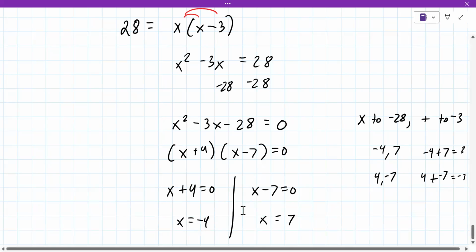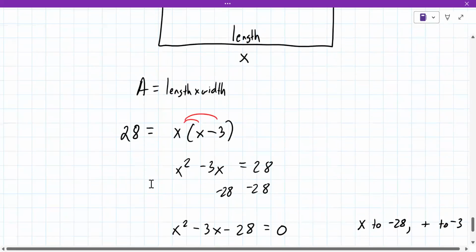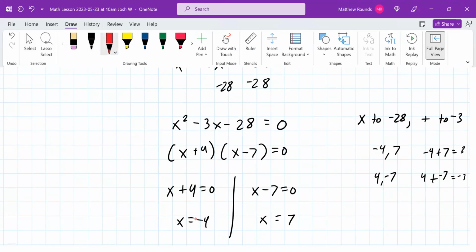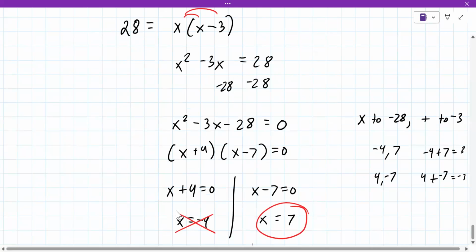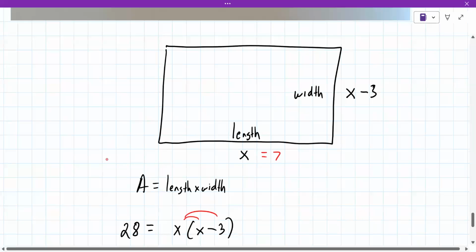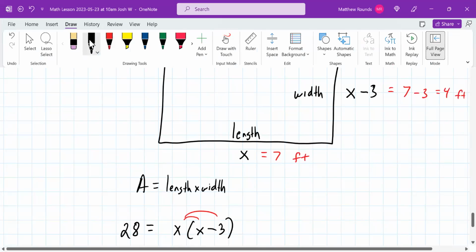Now, think about the physical problem here. We're talking about a table. The table cannot have a negative dimension. So this one on the left is out. You just cross it out. But this one on the right is good. So that is the length. The length is 7. And the width is 7 minus 3, which is 4. And let's put some units with it. 7 feet and 4 feet. So a fairly large table. And that is the final answer. That is what they are looking for in this problem.